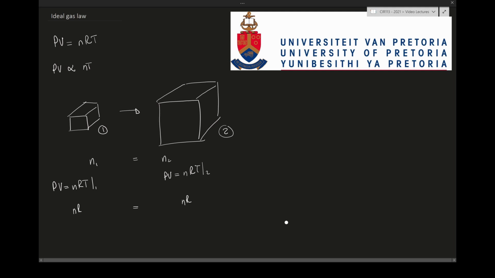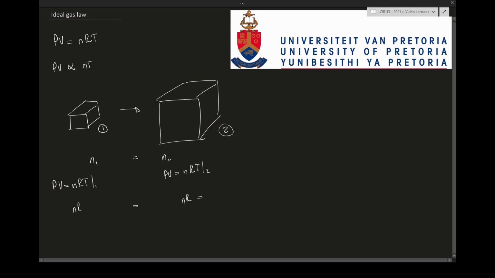We could have rewritten these two equations so that nR equals PV over T for conditions 2 and equals PV over T for conditions 1. And from this we can see that PV over T for conditions 1 must be equal to PV over T for conditions 2. Or we could write that P1 V1 over T1 equals P2 V2 over T2.